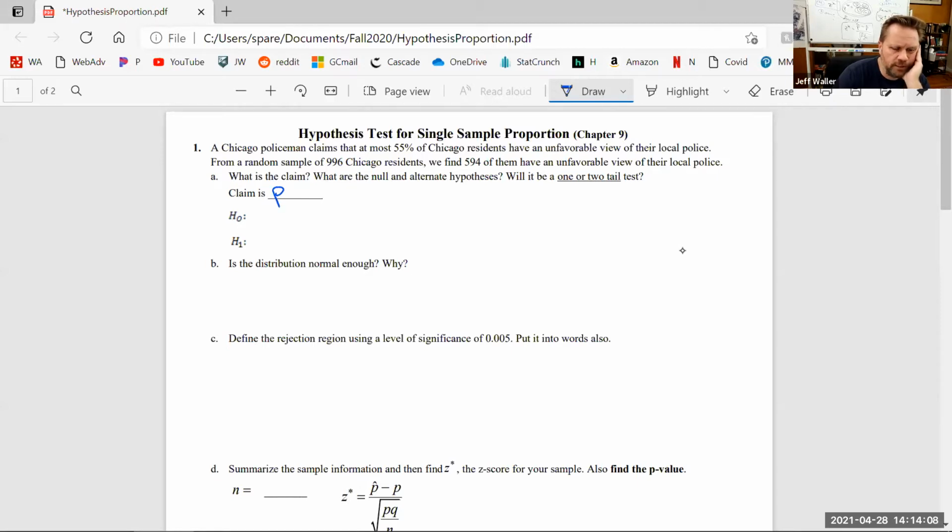I helped you out. P is that greater or equal to 55%? That would be at least 55%. At most is up to. All right. You guys with me out there? That is what at most looks like in inequality symbols. Because at most means up to, so less than or equal to.